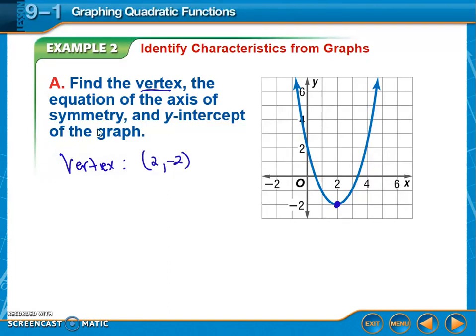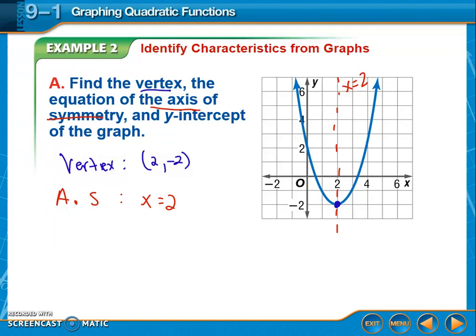Okay, and then I want to find my axis of symmetry. The axis of symmetry always goes through the vertex. So that's like this line here. So the equation of this line is x equals 2 because anywhere along this line, x is 2. So my axis of symmetry is x equals 2.